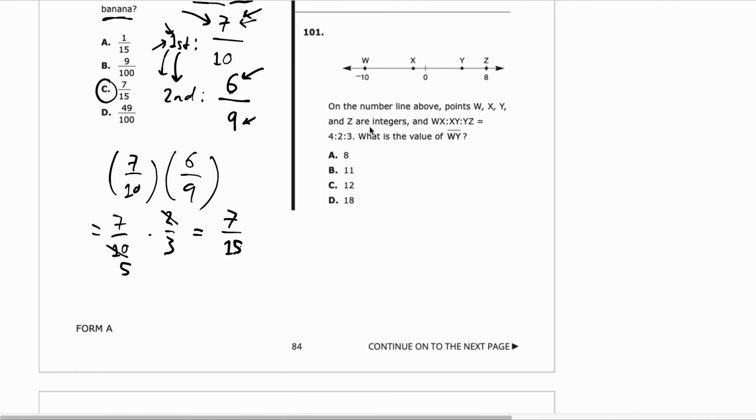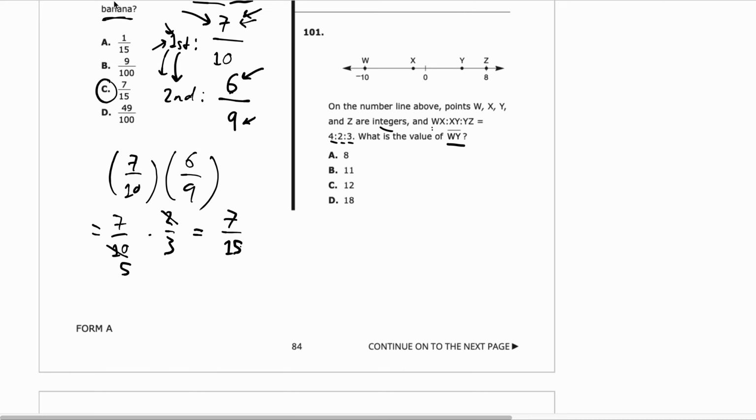Okay, and now 101. So on the number line above, points W, X, Y, and Z are integers. And the ratio of WX, XY, and YZ is 4 to 2 to 3. And then we want to know what the value of WY is equal to.